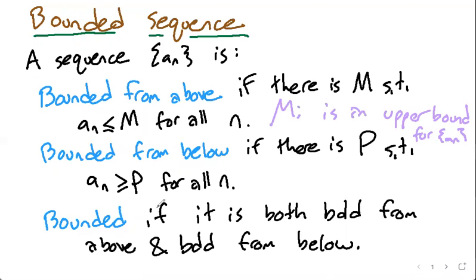Just like we have bounded from above, we also have bounded from below. A sequence a sub n is bounded from below if there is some number p such that a sub n is greater than or equal to p for all n. Every single term of our sequence is at least as big as p. And so p is a lower bound.